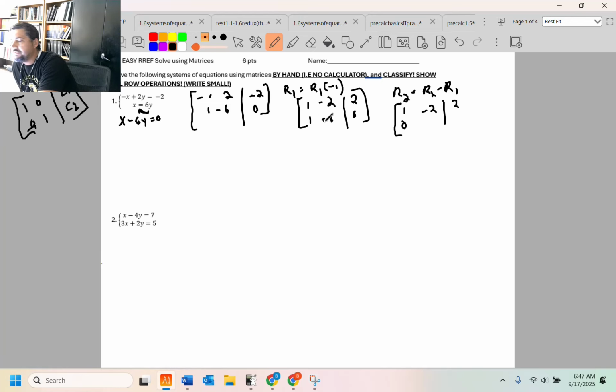Here's where we'd make a lot of mistakes. This is a -6 take away a -2. That becomes addition. -6 plus 2 is -4. And then we have a 0 minus a 2, which is a -2. Not so bad.